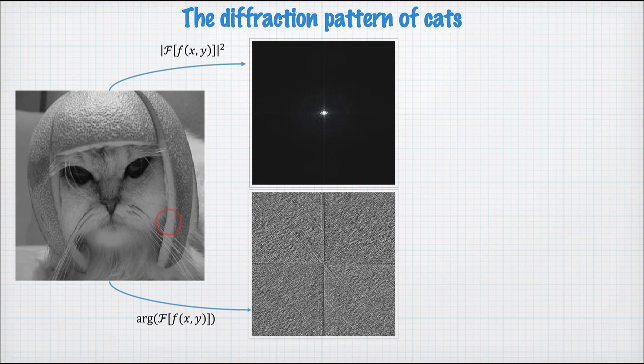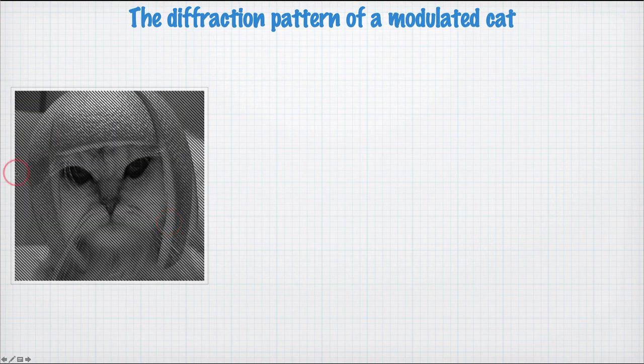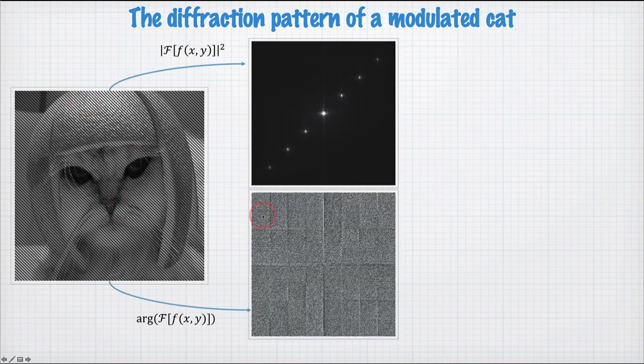Now, one of the powerful things about Fourier transforms is if we modify this image in some particular way, we can anticipate what the Fourier transform will look like without doing any maths at all. So let's imagine we draw diagonal lines across this image. We have some diagonal modulation across this image, and we can imagine what the Fourier transform of these diagonal lines might be. It'll be a whole bunch of points like this along this diagonal direction. And so the Fourier transform of this modulated cat, this cat behind bars, will now look like this. And again, the phase is a bit of a mess, but we can anticipate at least what the magnitude of the Fourier transform will look like.